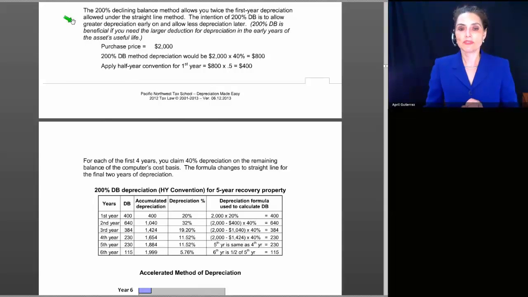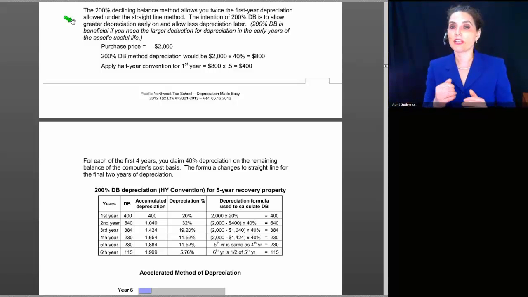The intention of 200% declining balance is to allow a greater depreciation deduction early on, but less depreciation later on. So just as in my earlier discussion about why someone would choose a longer life for an asset, for that same reason a person might choose, or a business might choose, to not use double declining balance. They might instead choose to use straight line so that they can have more depreciation deductions later on.